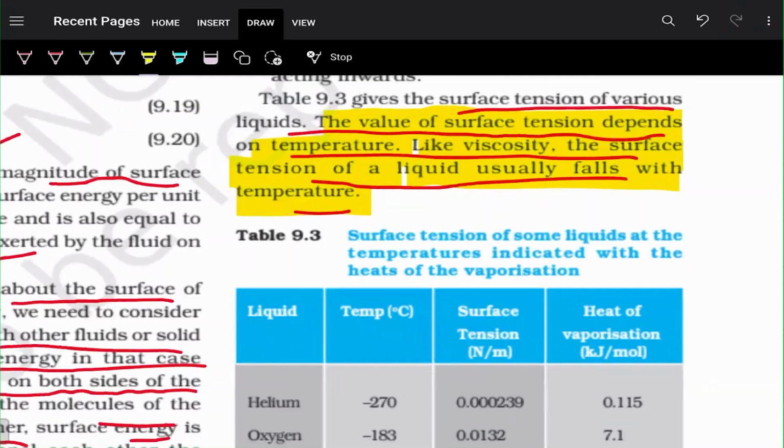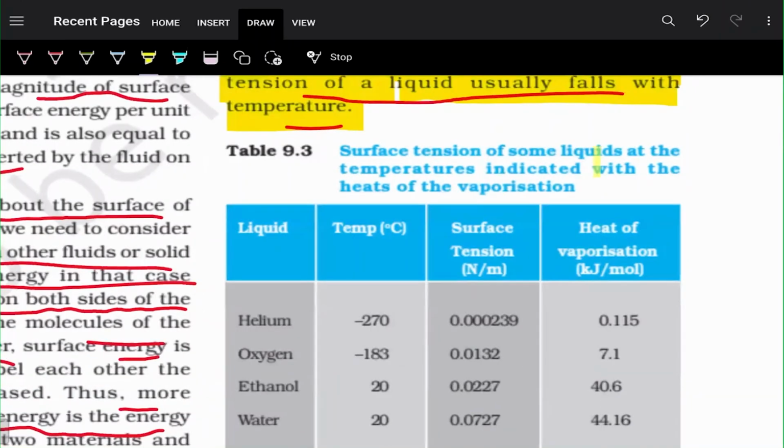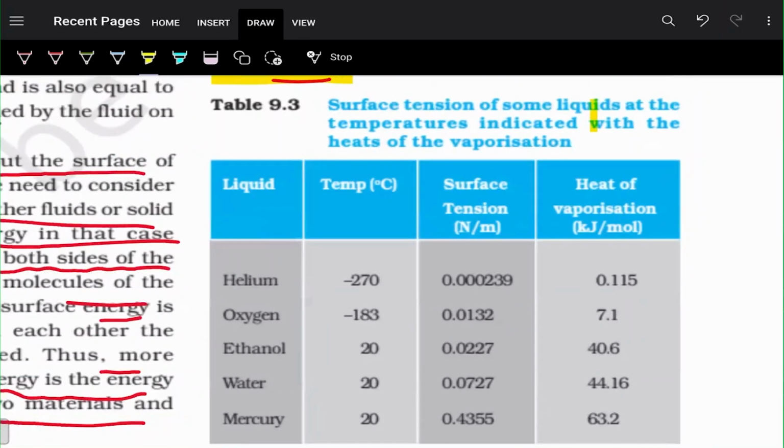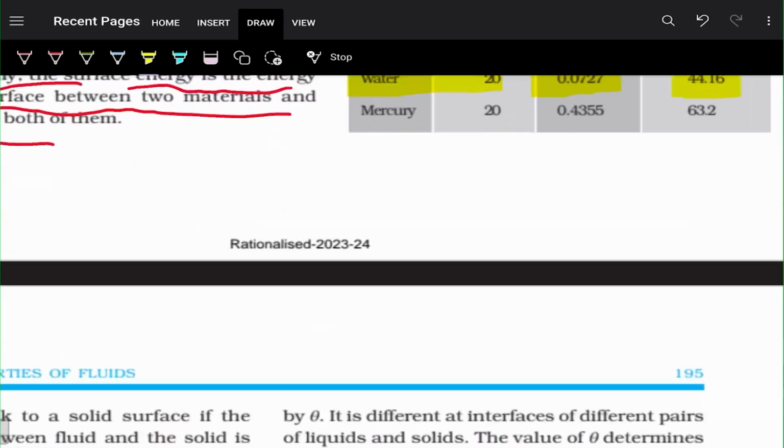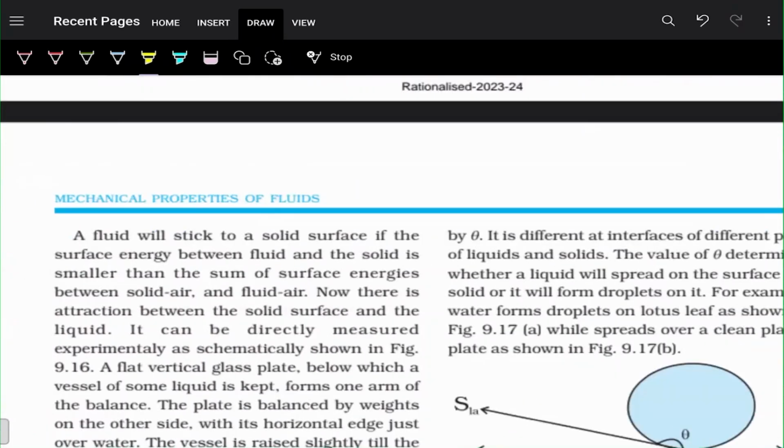Look, here we have the surface tension of some liquids, at the temperatures indicated, with the heats of vaporization. See, helium temperature is -270 degrees Celsius. This is the surface tension, and this is its heat of vaporization. Look at water: at 20 degrees Celsius, what is the surface tension of water? 0.0727. And the heat of vaporization? 44.16. Okay, so let's move to the next.